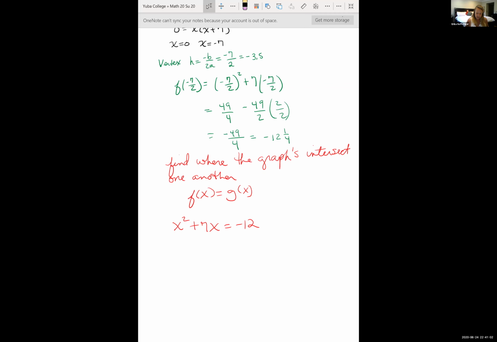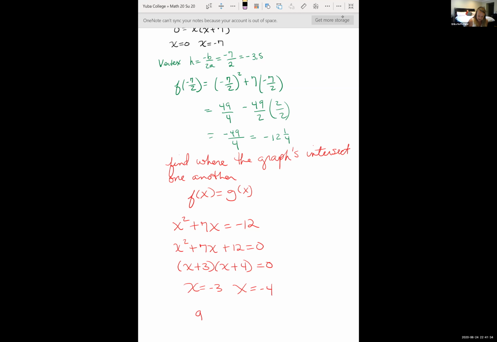So quadratic equation, get everything to one side. This one factors. So add 12 to both sides. We got x squared plus 7x plus 12 equals 0. Two numbers that multiply to +12 and add to 7 are 3 and 4. So x plus 3, that quantity times x plus 4 equals 0. So x is -3 and x is -4. Always going from smallest to largest.